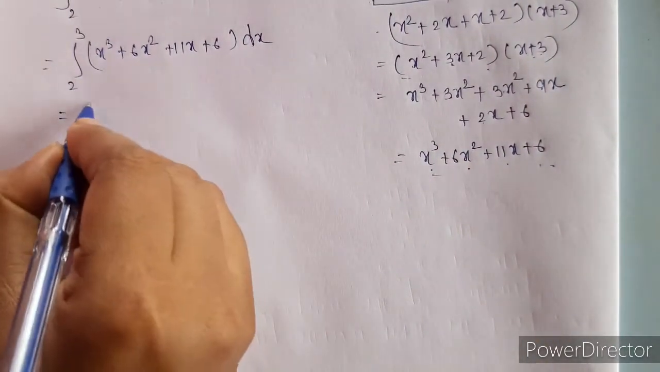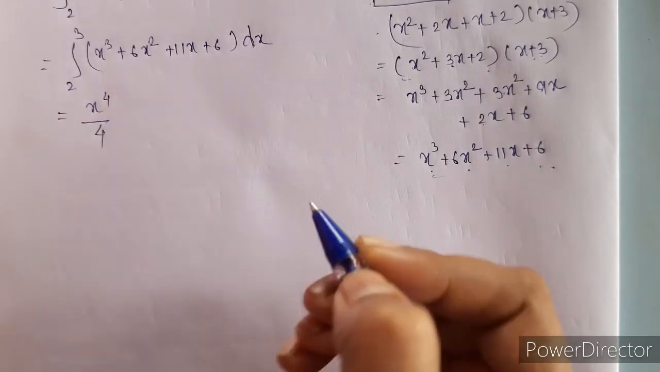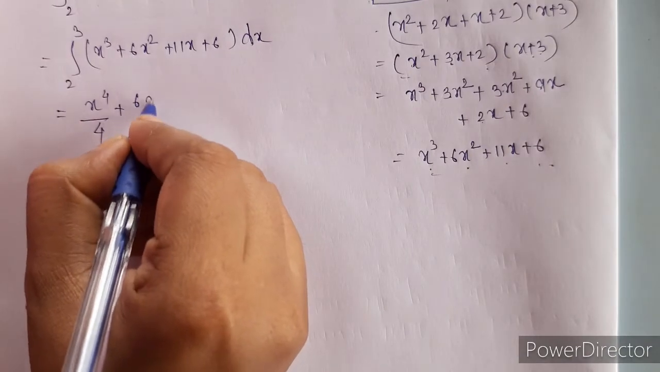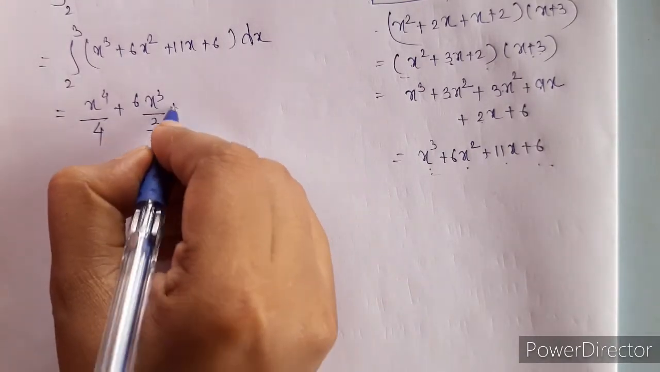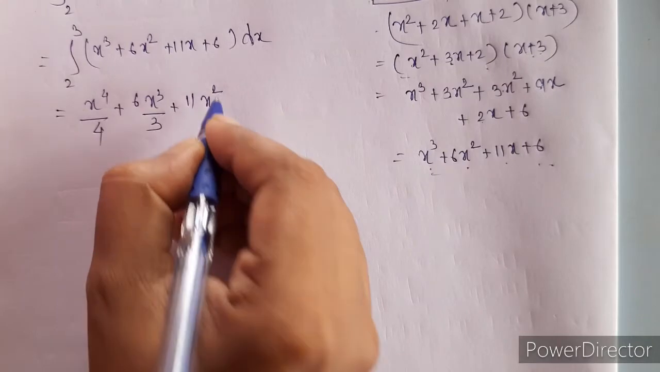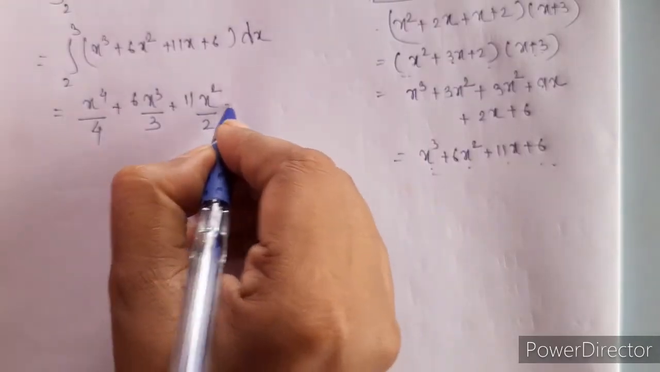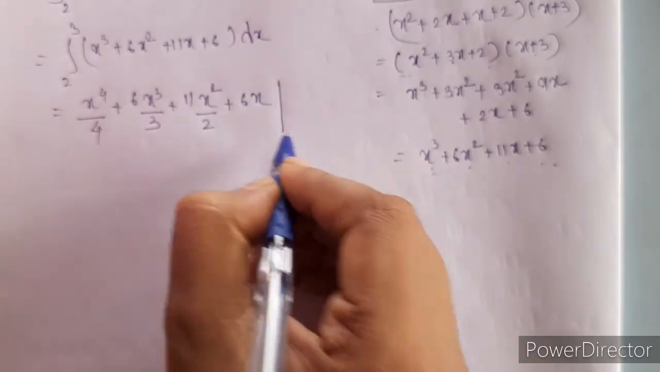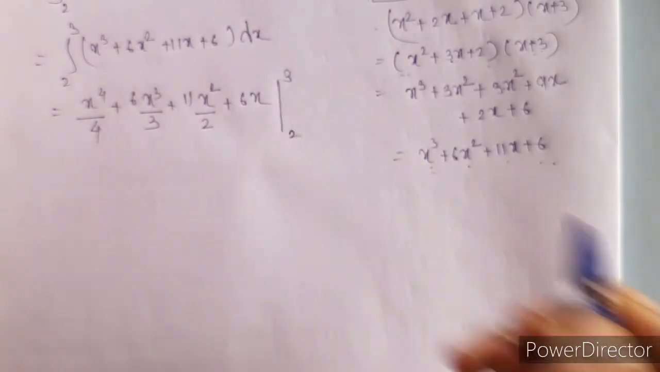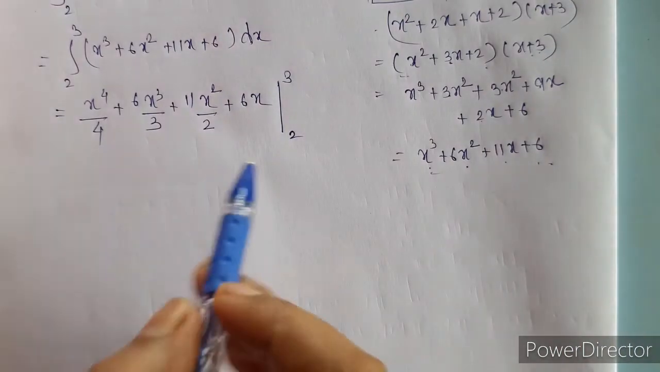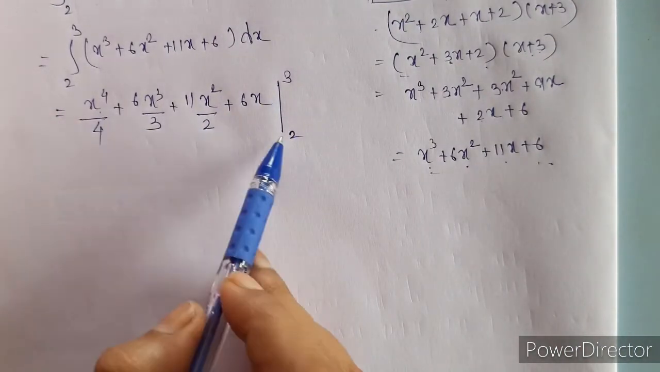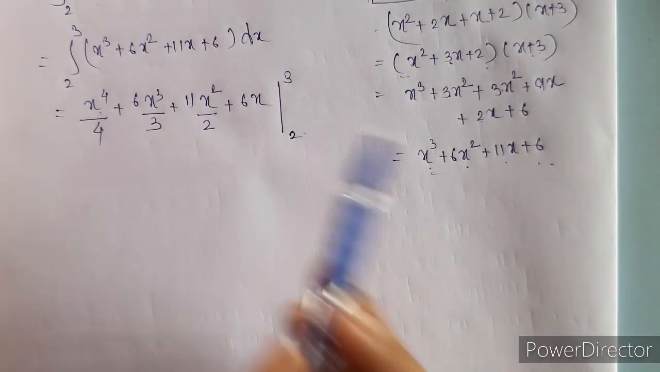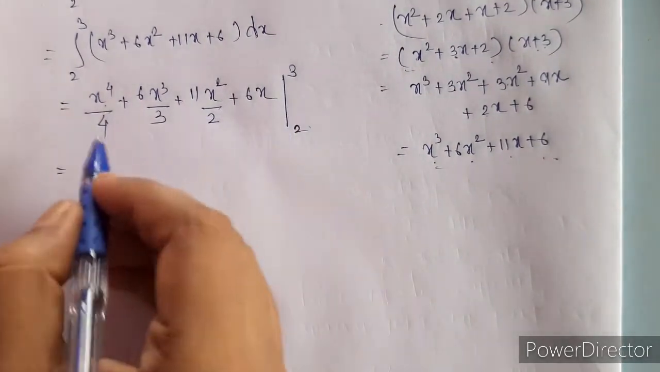So the integral of x cube is x raised to power 4 by 4, plus 6 is a constant, the integral of x square is x cube by 3, plus 11 is a constant, the integral of x is x square by 2, plus 6 is a constant, the integral of 6 is 6x, and the interval is given as 2 to 3. So what you can do is, in each term you can substitute 3 minus 2, or you can substitute in the entire function and then subtract the second one. So let's substitute 3 first.